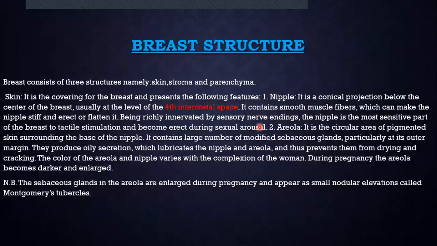So let's continue. The breast structure. The breast consists of these structures: the skin, stroma, and the parenchyma. Now, skin is the covering of the breast and presents the following features: a nipple, which is a conical projection below the center of the breast and usually lies at the level of the fourth intercostal space in non-pendulous breast.